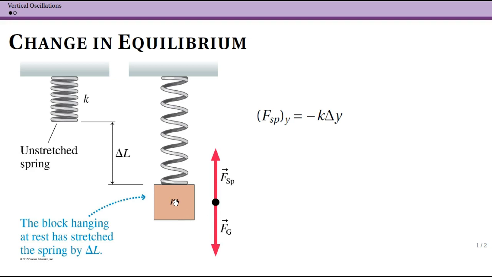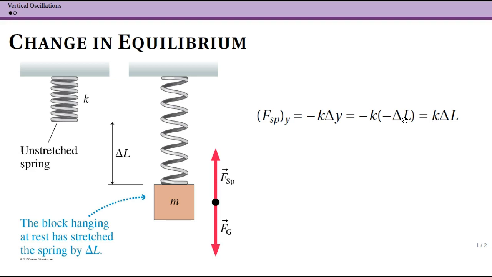If this mass is sitting still in place, we know that F net in the y direction is equal to 0. We have a spring force up and a gravitational force down. So there's some stretch that occurs for this spring force to exist. And we can go back and think about the math of what's happening here. In general, the spring force is negative k times delta y, and that delta y is the shift from equilibrium. So in this case, we've shifted it down delta L.